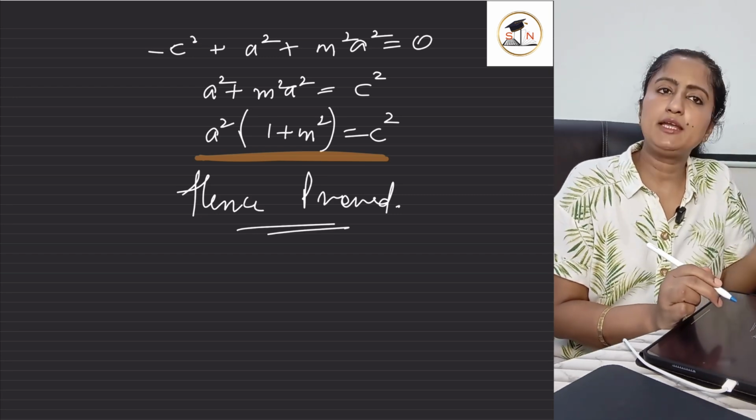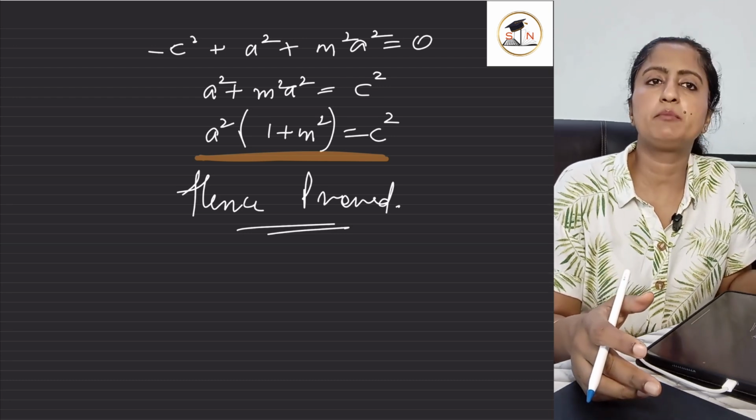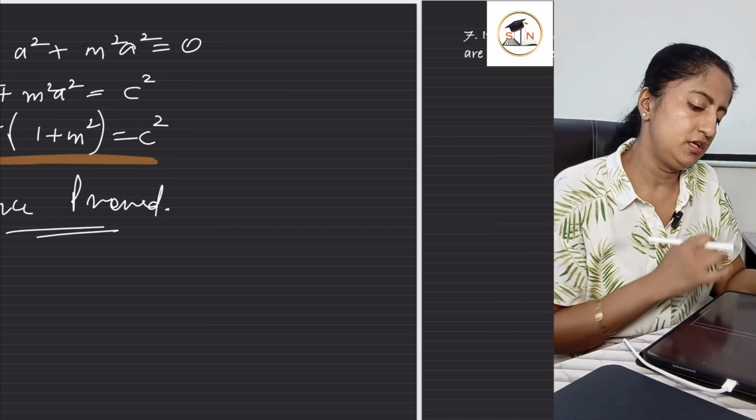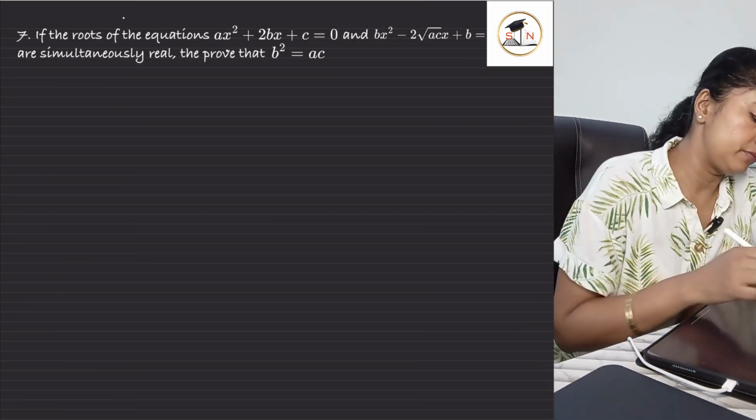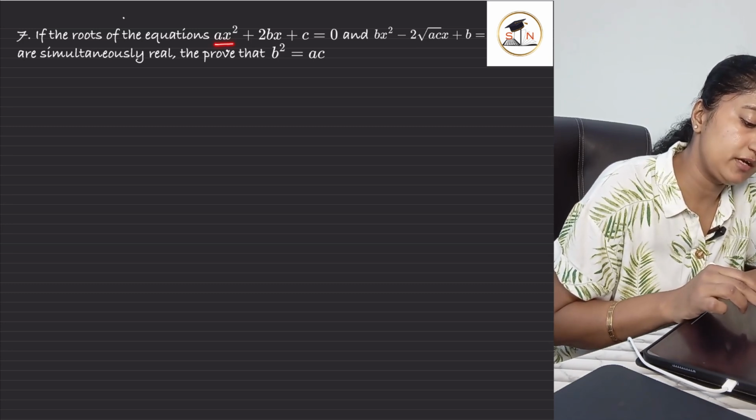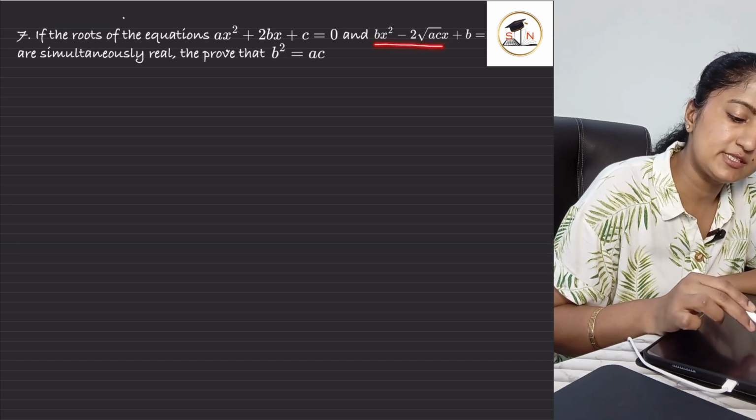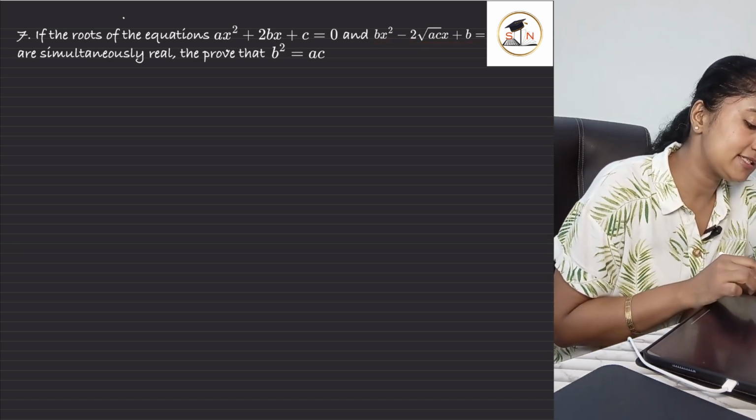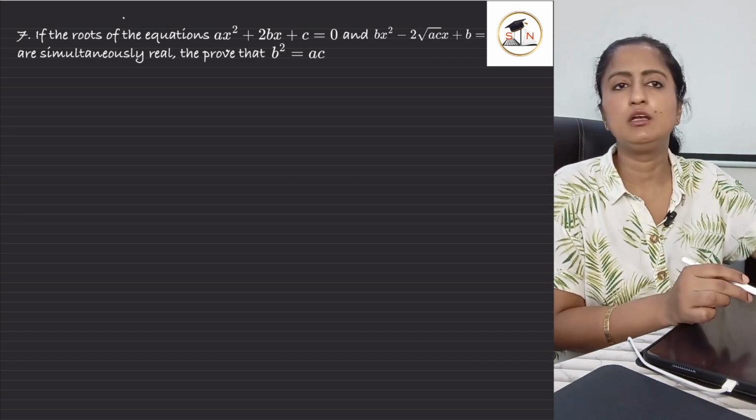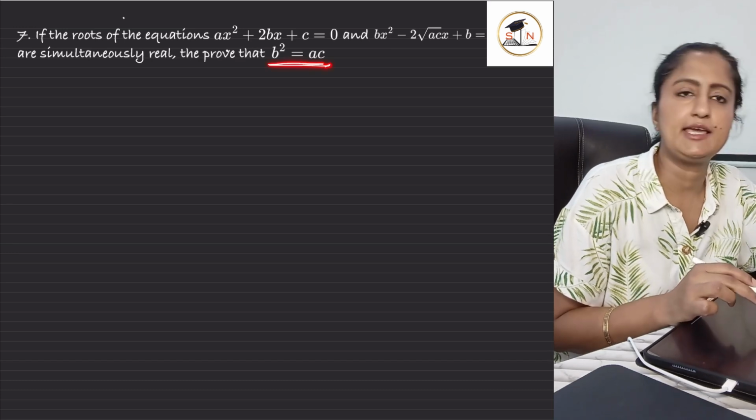The questions many times may appear longer by looking at the quadratic equation, but they may not be that long if you do it properly and carefully, right? Now, the 7th question. If the roots of the equations ax square plus 2bx plus c equals 0 and bx square minus 2acx plus b equals 0 are simultaneously real. Simultaneously real means they both are real. We are supposed to prove that b square equals ac.